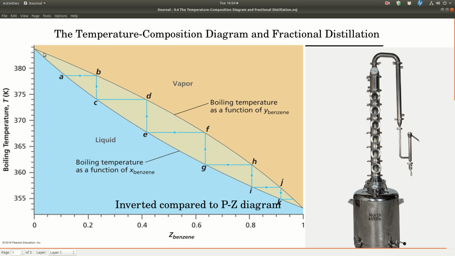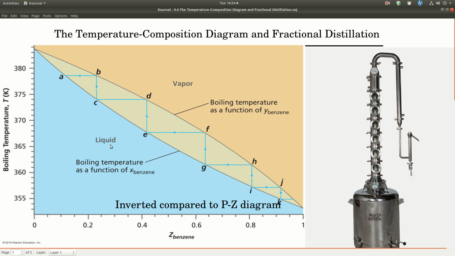So this curve right here is the boiling point as a function of the mole fraction of benzene in the gas phase. This is the boiling point as a function of the mole fraction of benzene in the liquid phase. Notice neither one of these is linear.